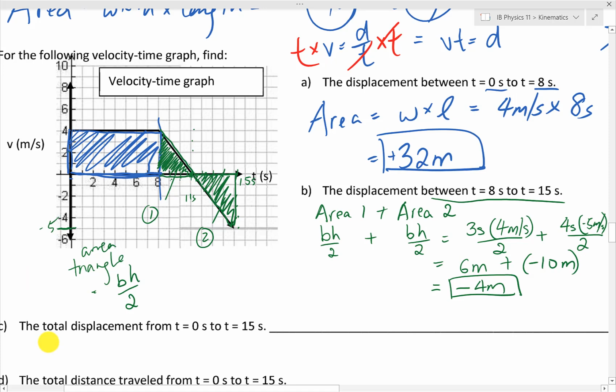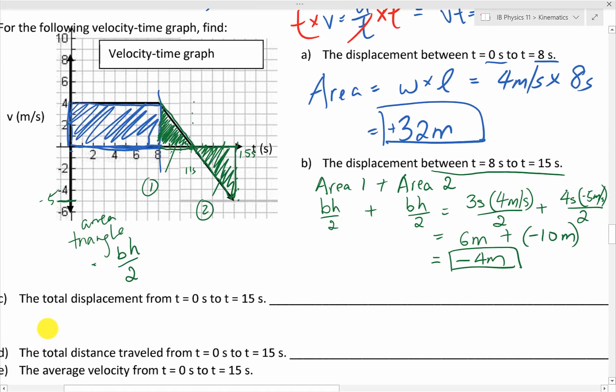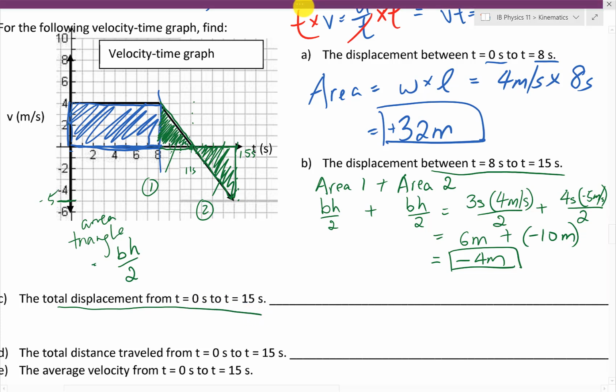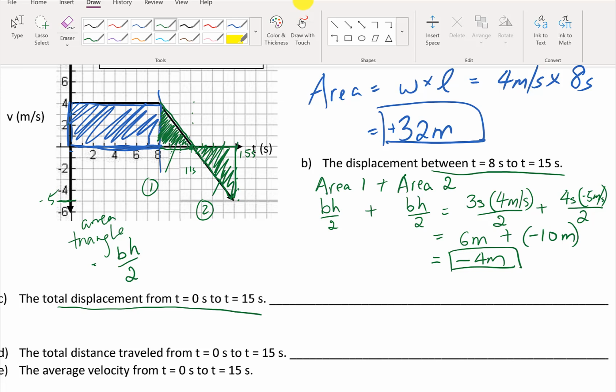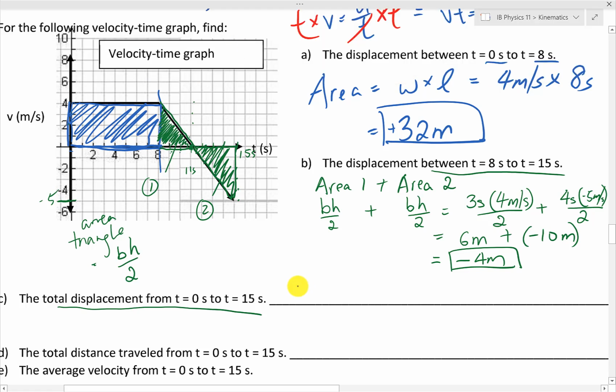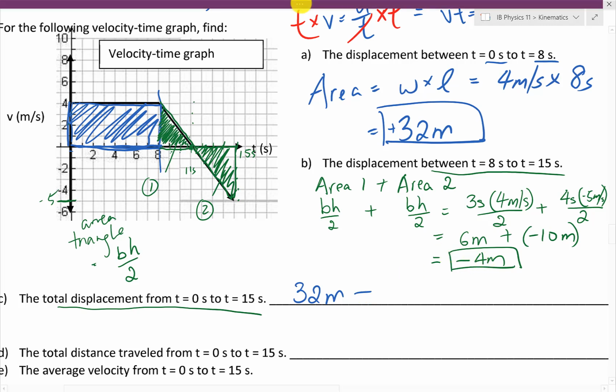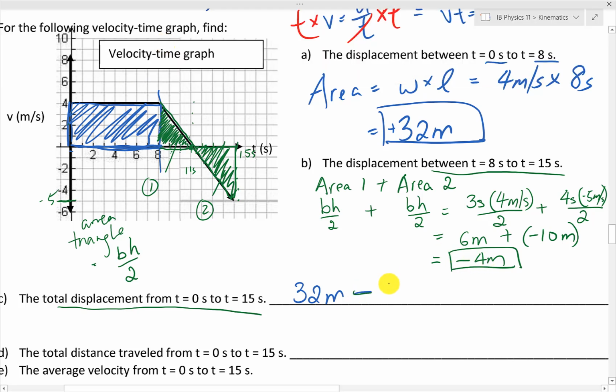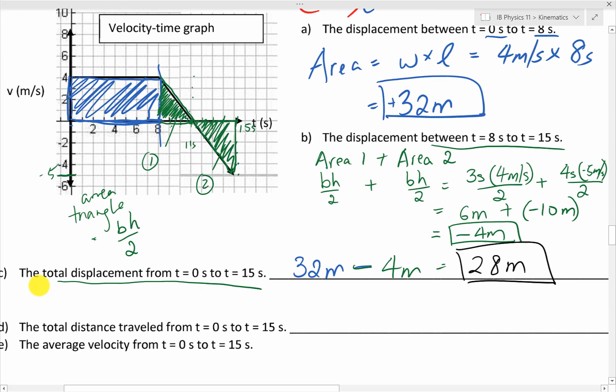Now we have the two displacements, we can calculate the total displacement for the entire trip. Let's add up the two values together. We have 32 meters plus, or in this case minus, 4 meters, giving us a total of 28 meters. That's our total displacement.